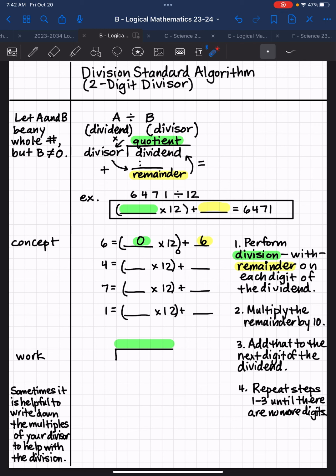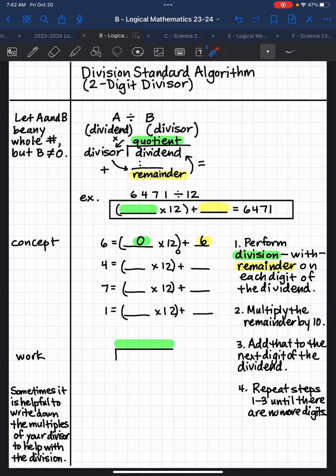Step 2 says to multiply the remainder of 6 by the number 10. So what is 6 times 10? 6 times 10 is 60. Okay, I did step 2. Let's move on to step 3.